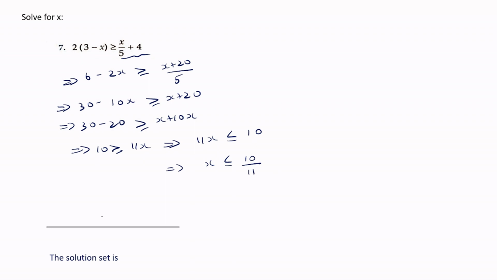11. So here if this is the number line, here we have minus infinity. Say suppose 10 by 11 is here. Here we have infinity. x less than or equal to 10 by 11. It is this part, this whole thing, including the point 10 by 11. So the solution set is open minus infinity, closed 10 by 11. So this is the solution set.